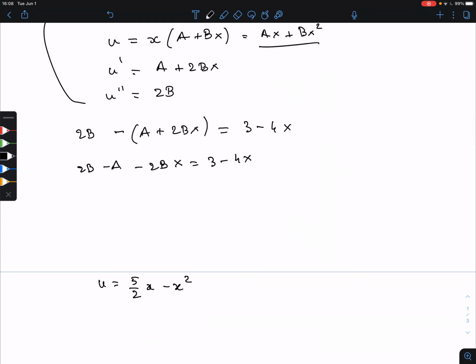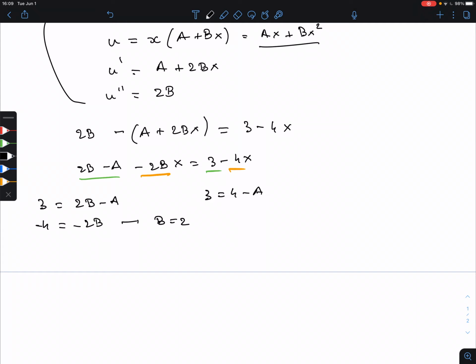And now we compare coefficients. So 2b minus a is 3, and minus 2b is minus 4. Okay, so 3 is 2b minus a, and minus 4 is minus 2b. So this gives that b is 2, and if I plug this in, I get 3 is 4 minus a. This means that a is 1. Okay, that's more like it.